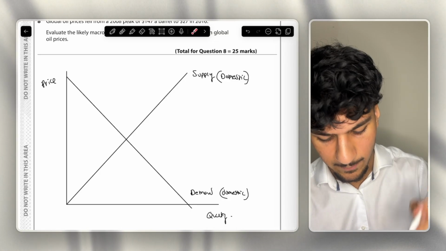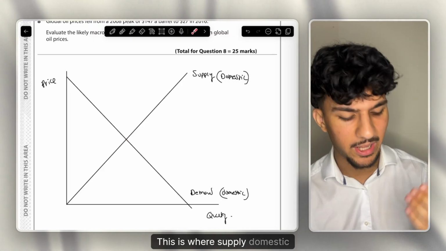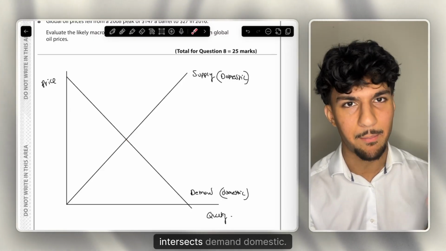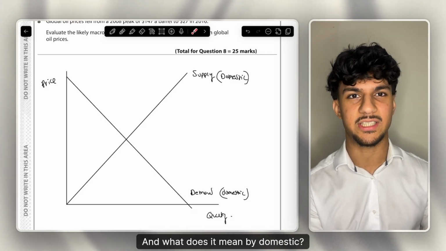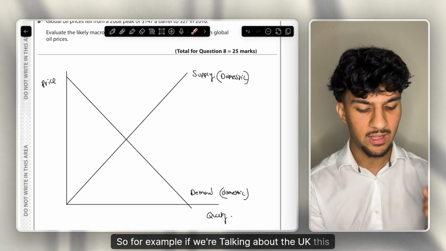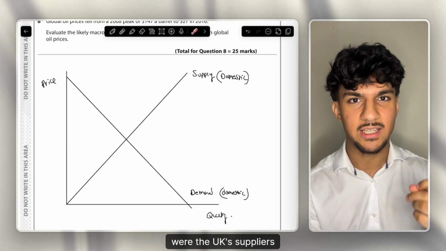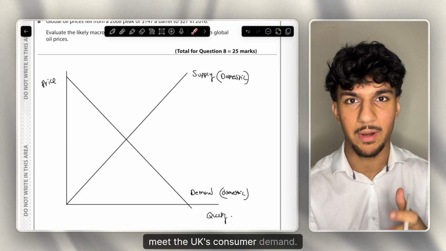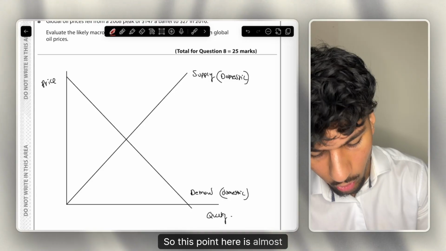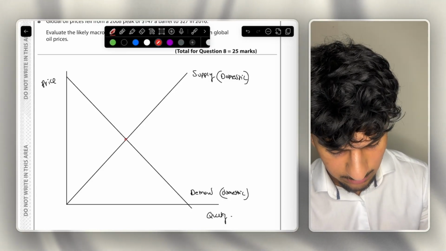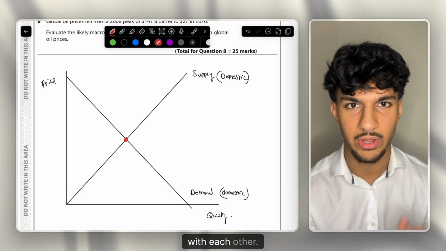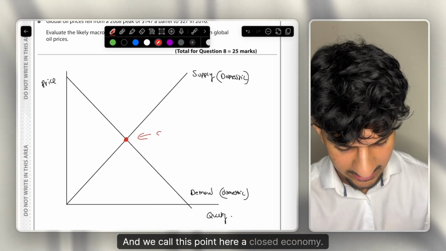But so what does this point represent? This is where supply domestic intersects demand domestic. And what does it mean by domestic? So for example, if we're talking about the UK, this is where the UK's suppliers meet the UK's consumer demand. So this point here is almost before globalization. So before countries started trading with each other, and we call this point here a closed economy.